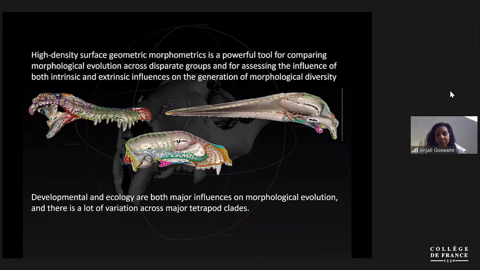So hopefully I've convinced you that this approach, this kind of high density morphometric approach, gives us a really powerful tool for trying to reconstruct the evolution of morphology across really, really different kinds of organisms, and looking at how both intrinsic and extrinsic influences affect the evolution of morphological diversity. And what we can see is that both development and ecology are really important influences, but they have different importance in different clades. For example, in frogs, it's more about habitat, and in salamanders, it's more about metamorphosis. And we see that sort of difference across different groups. And that will give us a lot of information for trying to understand, again, how climate change and environmental change will influence these different kinds of organisms going forward.